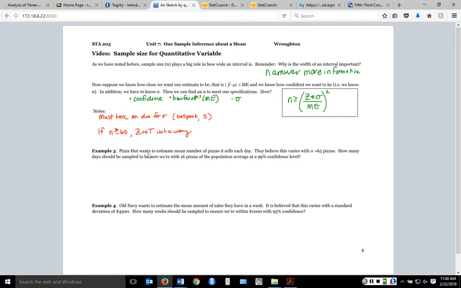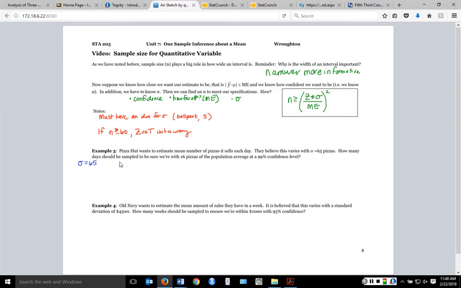So suppose Pizza Hut wants to estimate the mean number of pizzas it sells each day. Maybe they don't want to throw away too much dough or run out. So they believe this varies with a standard deviation of 65 pizzas. Now, how did they get that number? Hopefully it's based upon some actual data they had collected.